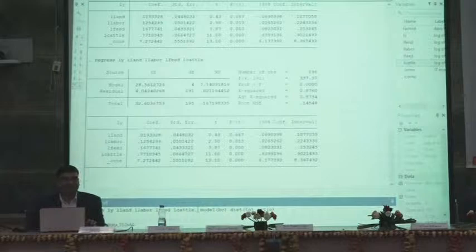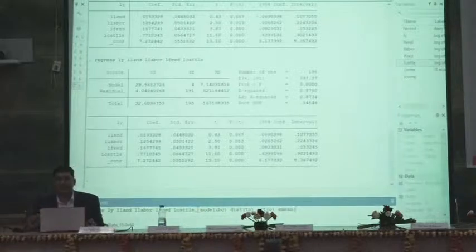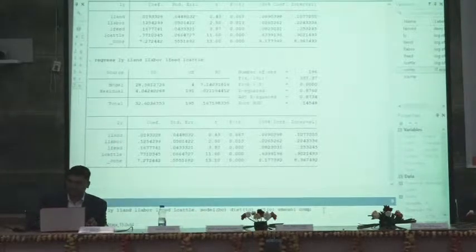Then next is one of the important commands, the emean command. The emean command is used to check the effect of any variable on the inefficiency. So we have to select that particular variable. Now we are selecting this comp variable, and then click on enter.